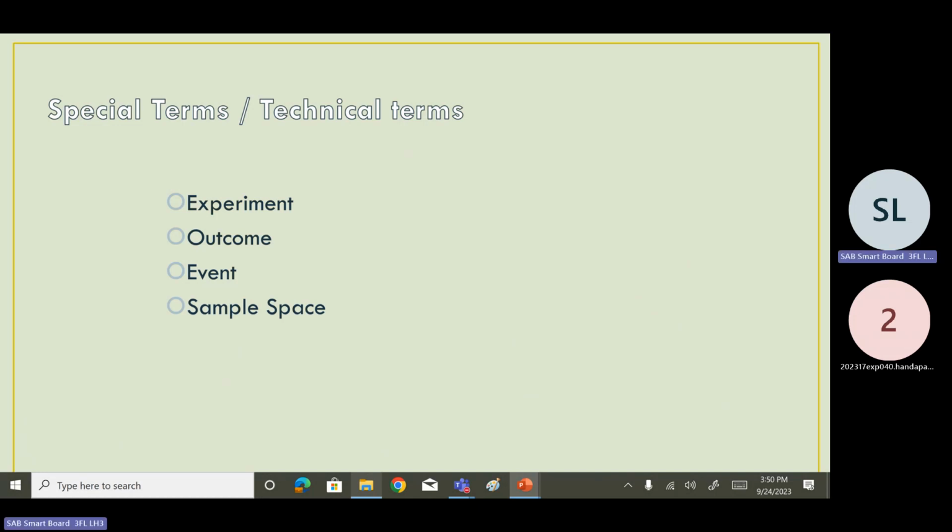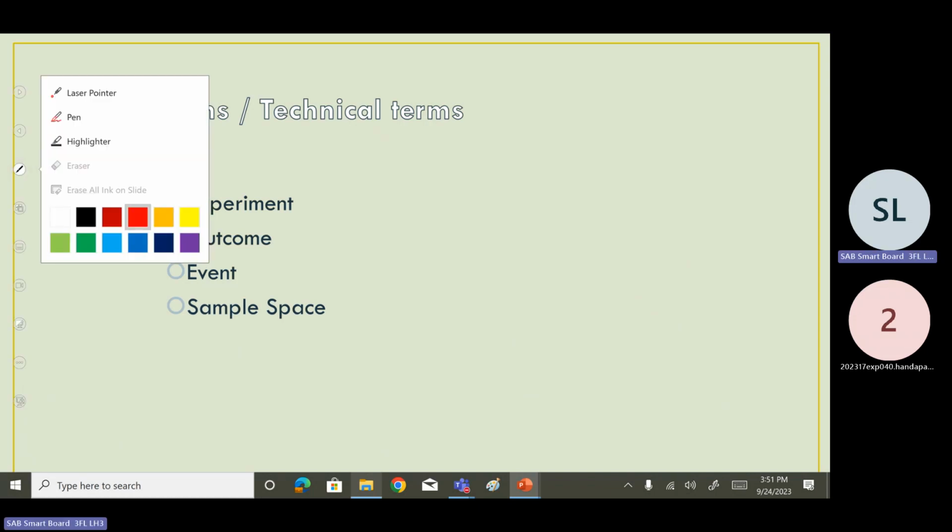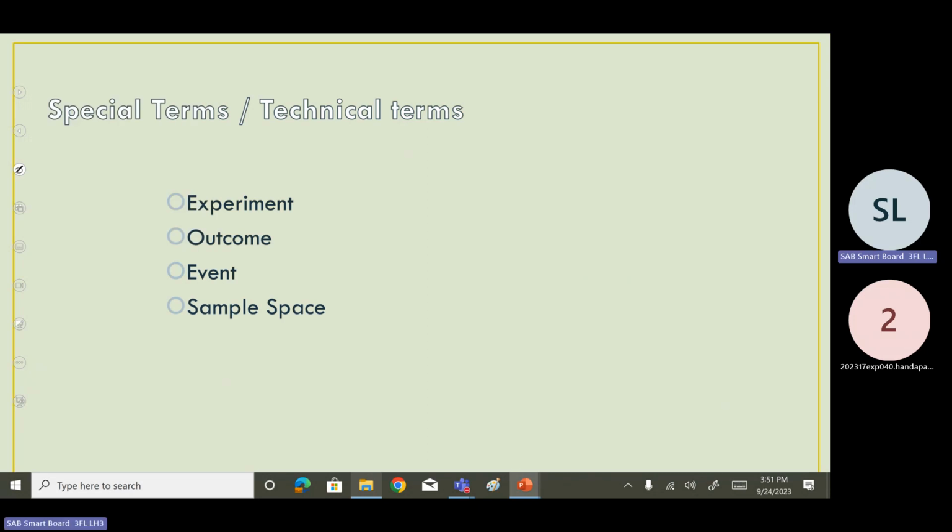The collection of all possible outcomes, written in the set form, is called the sample space of that experiment.